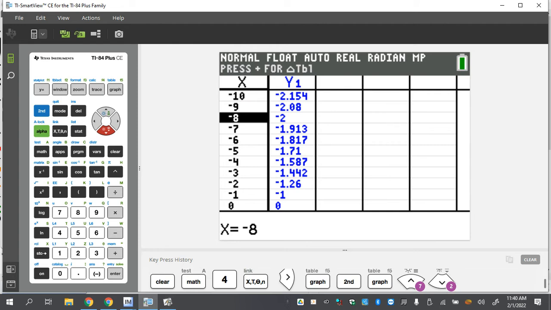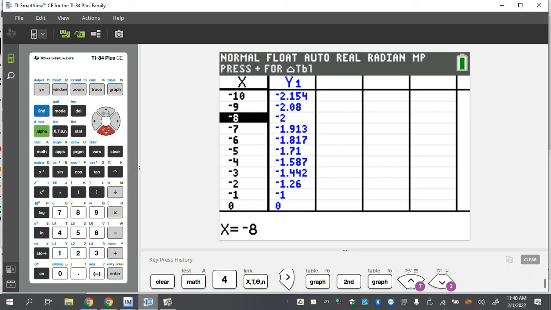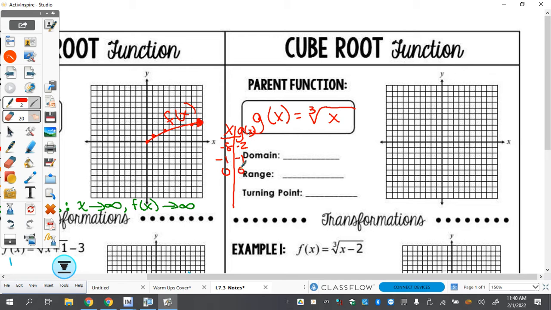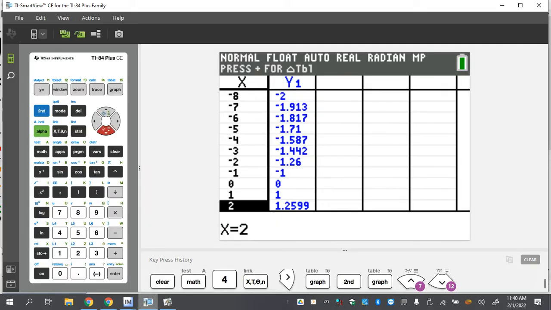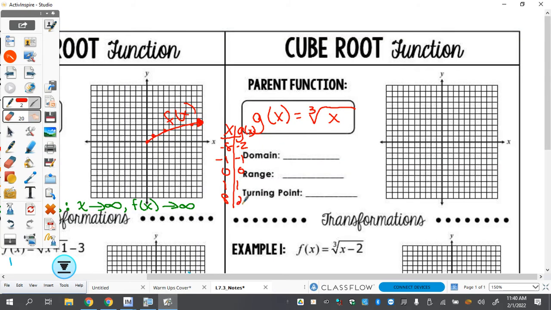All right, so I'll start off with -8, -2. Skipping over all the decimals. -1, -1. 0, 0. 1, 1. And then 8, 2. So we can get a few more points on this one. Remember with those cube roots, you can take the cube root of negative numbers. That is okay on this one.